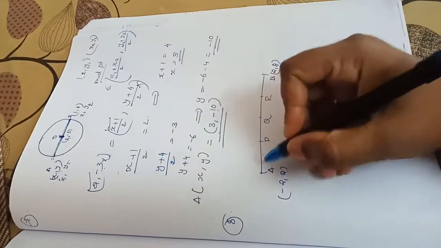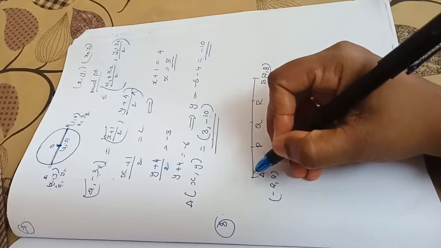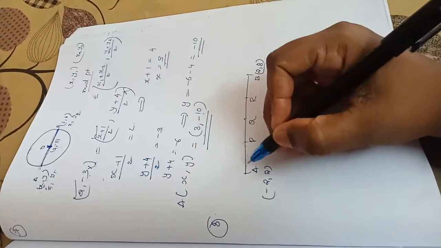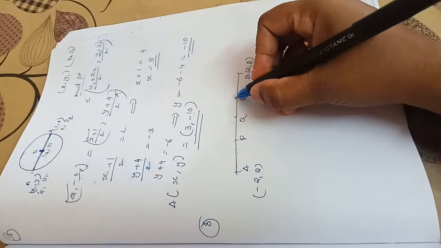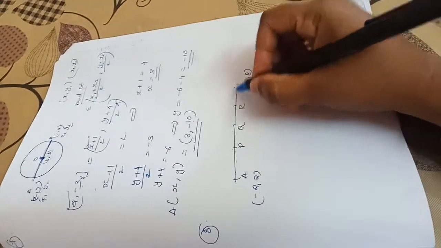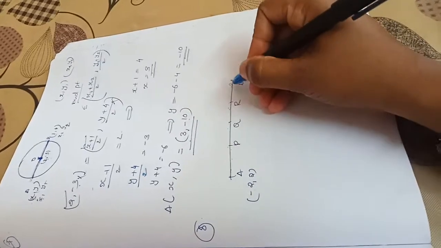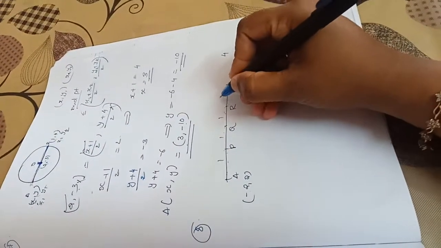If you want to calculate P, you should know the ratio of AP and PB. If you want to calculate Q, you should know the ratio of AQ and QB. If you want to calculate R, you should know the ratio of AR and RB. So in total, how many divisions? 1, 2, 3, 4. So total it is 4, and each part is 1.